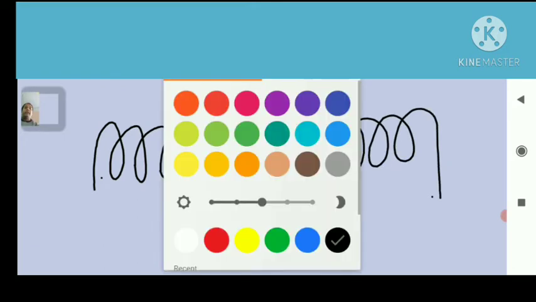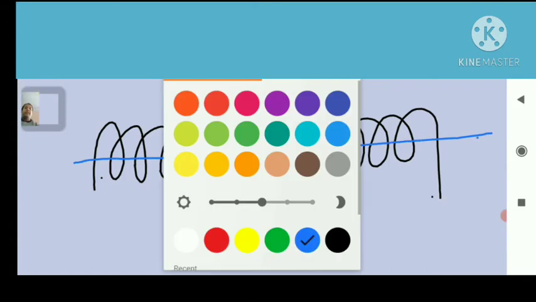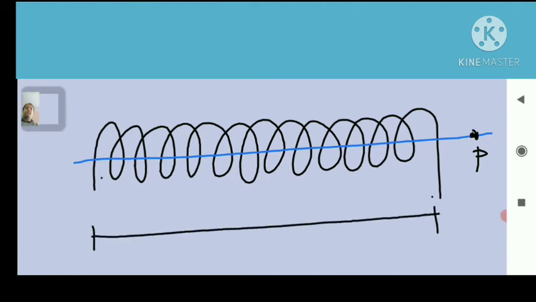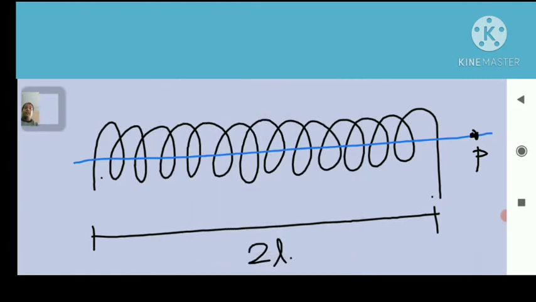Okay, and the axis of this solenoid, we take any point on this axis but outside of this solenoid. The total length of this solenoid is 2L, and we take the middle point of this solenoid. So this is the middle point of the solenoid, and it divides this solenoid into two equal parts, L and this also L.